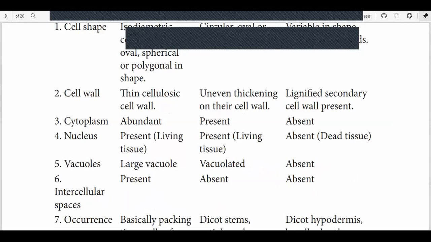Vacuoles: they have large vacuoles because the main function of parenchyma tissue is just to store the food. So vacuoles are present here, and collenchyma is also vacuolated, meaning vacuoles are present, but in sclerenchyma there are none, because these are dead cells, so they don't have vacuoles.